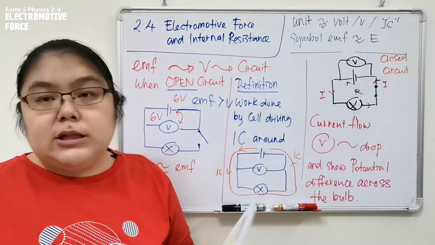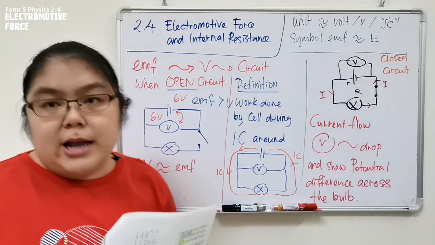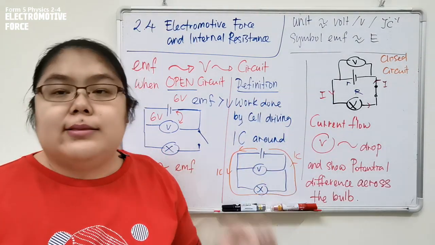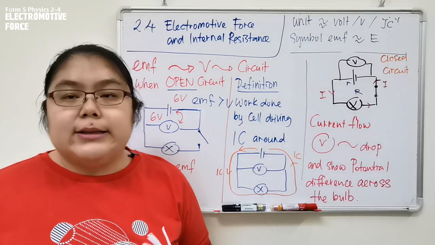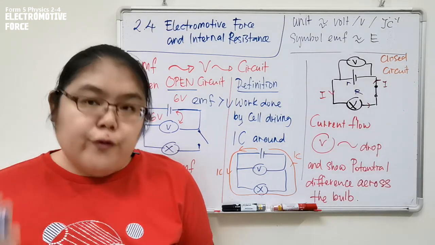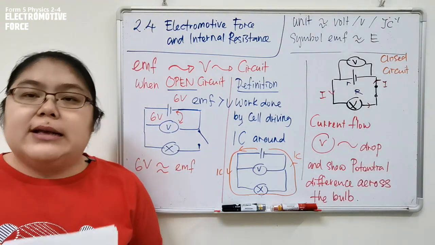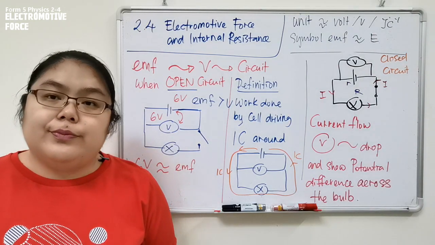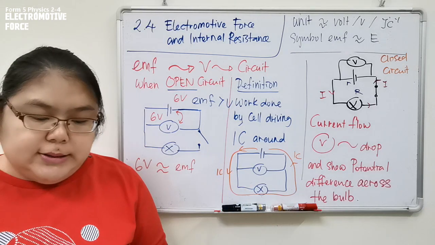So if the voltmeter shows the reading is 1.2 volt, that means the potential difference across the bulb, across the lamp now is 12 volt. So how much is lost? They lose 0.3 volt. Okay, so later we need to explain what the lost volt is actually used for. Okay, so from here we go to explain the closed and open circuit.